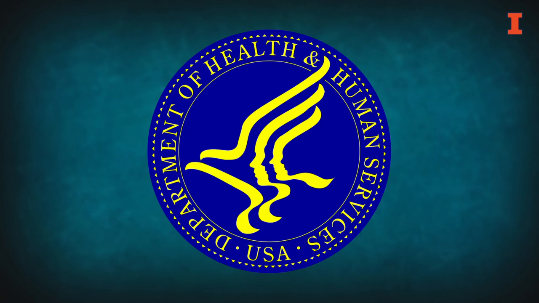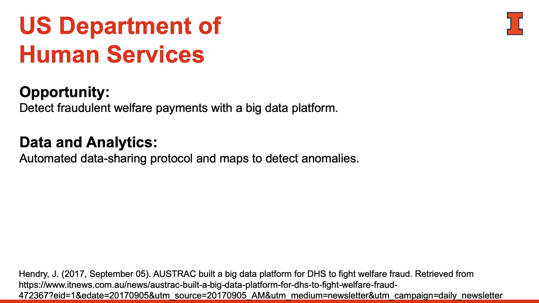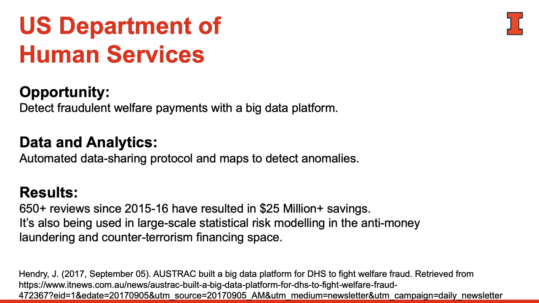The U.S. Department of Human Services wanted to improve its ability to detect fraudulent welfare payments and replace its manual data matching process with a big data platform. It uses an automated data sharing protocol and maps welfare recipients with unexplained wealth to detect anomalies. Its first year of implementation resulted in $25 million of savings. It's also being used in large-scale statistical risk modeling in the anti-money laundering and counterterrorism financing space.